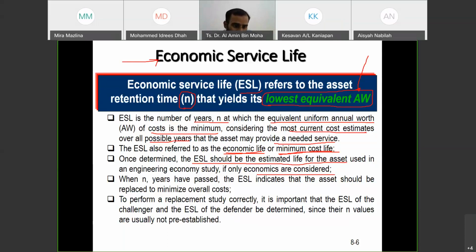So when the end year that we calculated has passed, the ESL indicates that the asset should be replaced to minimize the overall cost. We are identifying when exactly it is good for us economically to replace the asset or equipment that we bought. To perform a replacement study correctly, it is important that the ESL of the challenger and the ESL of the defender be determined, since their end values are usually not pre-established. Usually it's not given, we don't know, so we need to calculate.